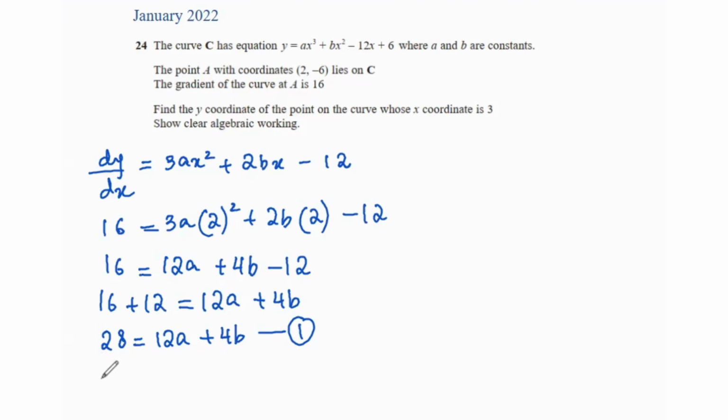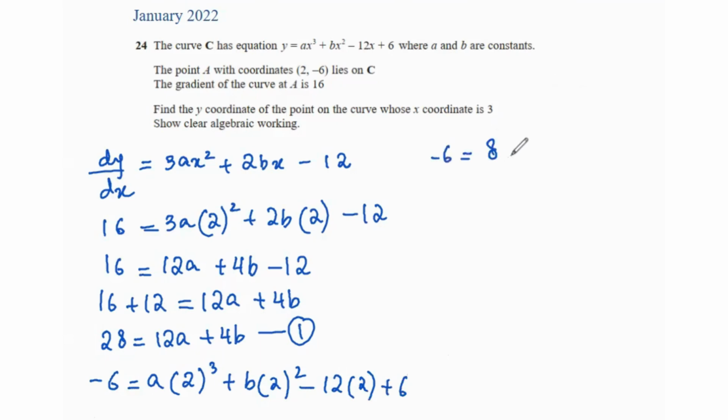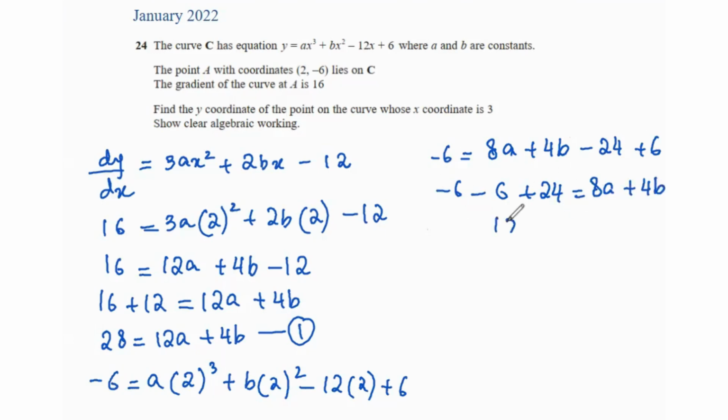So that means negative 6 equals a times 2 cubed plus b times 2 squared minus 12 times 2 plus 6. That's going to be negative 6 equals 8a plus 4b minus 24 plus 6. Negative 6 minus 6 plus 24 equals 8a plus 4b. Negative 12 plus 24 is 12, equals 8a plus 4b. That is your second equation.